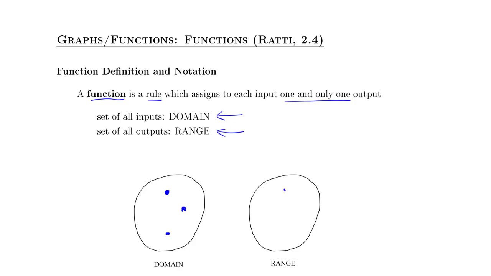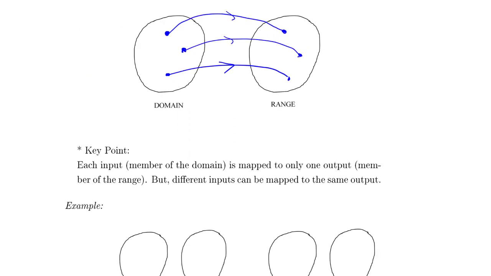and over here we might have some members of the range. Okay, and what we're talking about is associating these. So this point in the domain might give you that point in the range. This point in the domain might have its output as this point in the range, and so on and so on. Okay, so that's what we're talking about, things going in associated with things coming out.